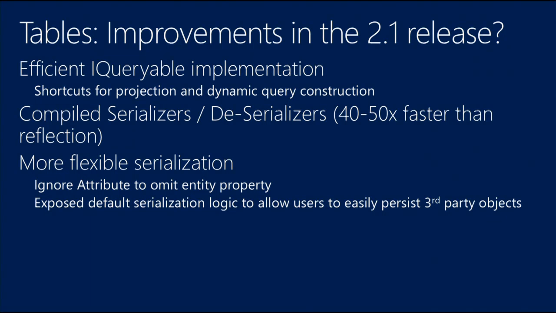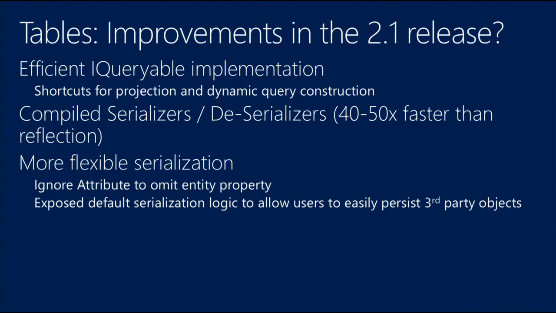More flexible serialization, so we have an ignore property attribute. So now if I have a POCO entity, and maybe I'm binding it to a UI, for example, I can ignore and just opt out 1 or 2 of those properties. And then we've also exposed the default serialization logic to the user as a static method so that you can use it against third-party objects that know nothing about storage.